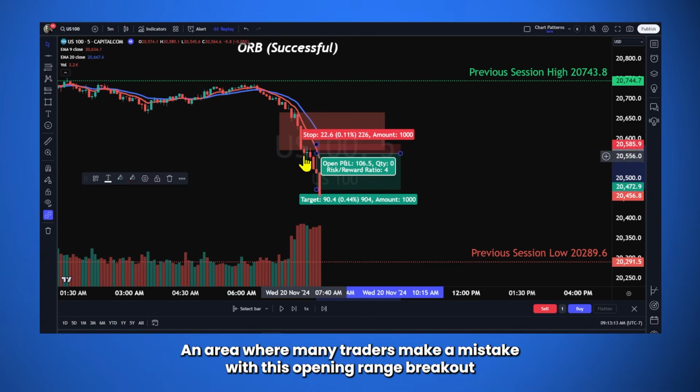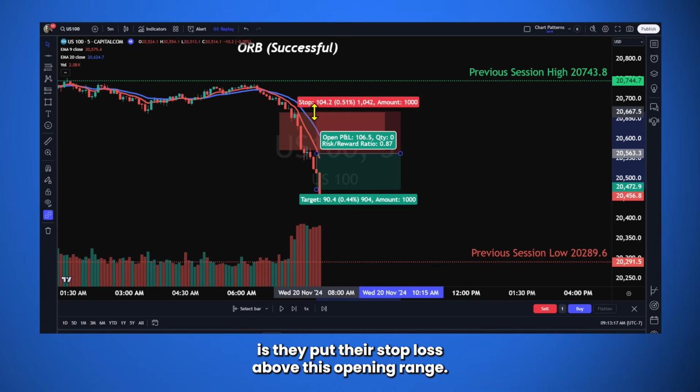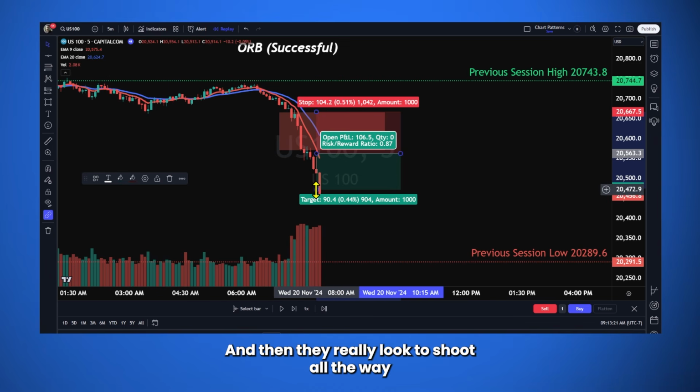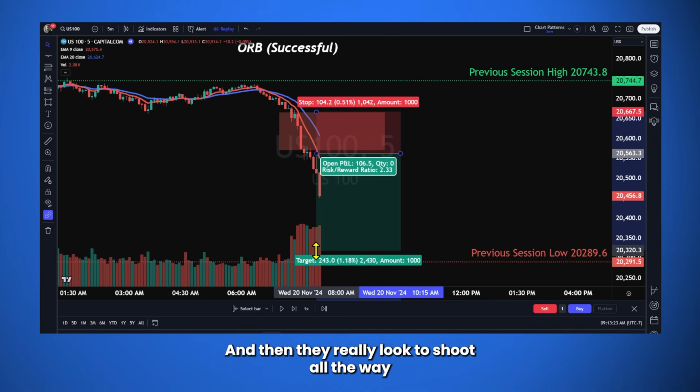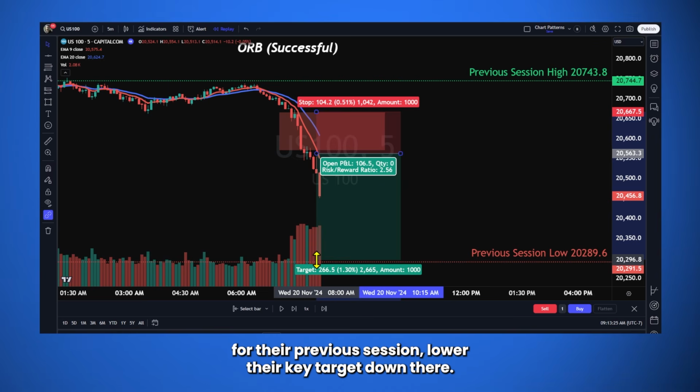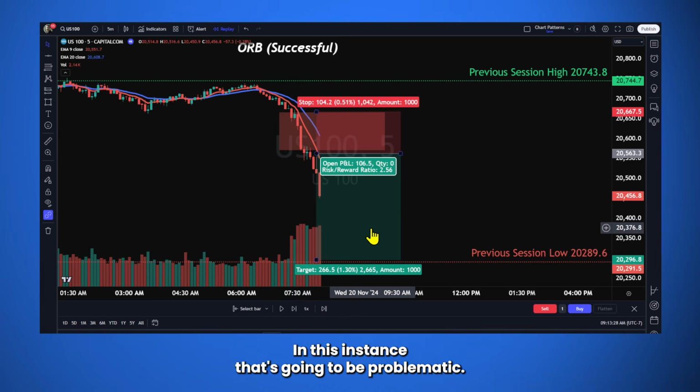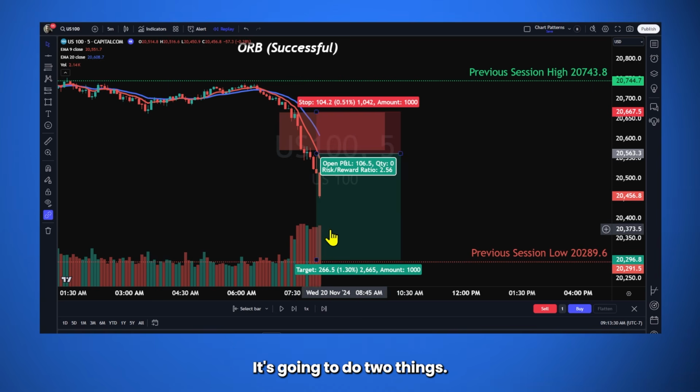Now, an area where many traders make a mistake with this opening range breakout is they put their stop loss above this opening range, okay? And then they really look to shoot all the way for their previous session low or their key target down there. In this instance, that's going to be problematic. It's going to do two things.